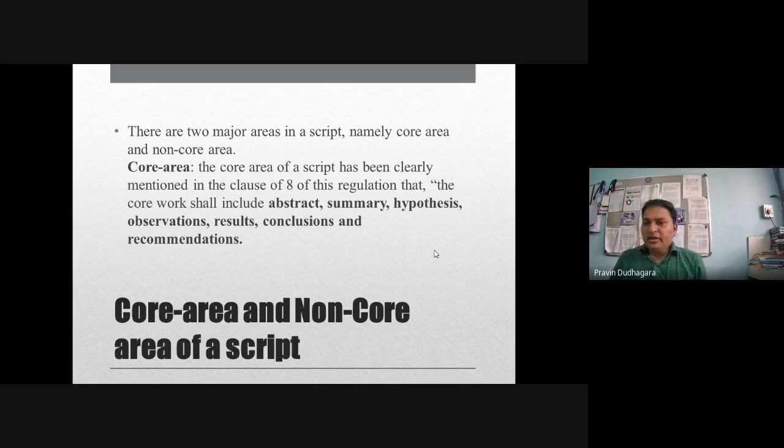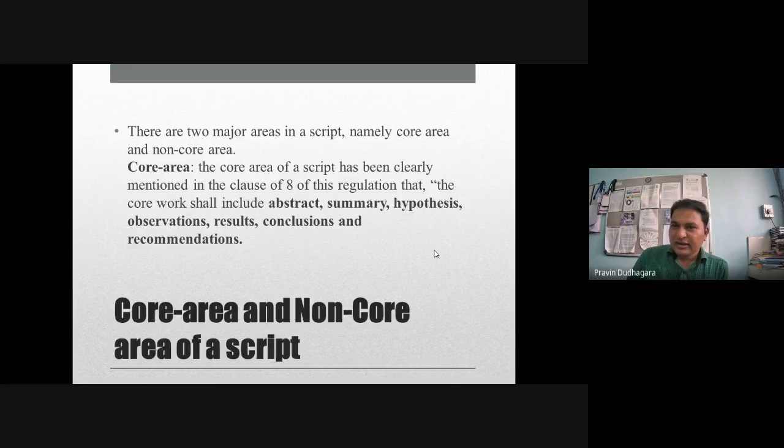As far as the UGC or AICTE are concerned, they divide the script or thesis into two parts: core area and non-core area. The core area means the abstract, the summary of your experiment, hypothesis, your observations, your results or conclusion, as well as the recommendations of your project, which are considered the core part.